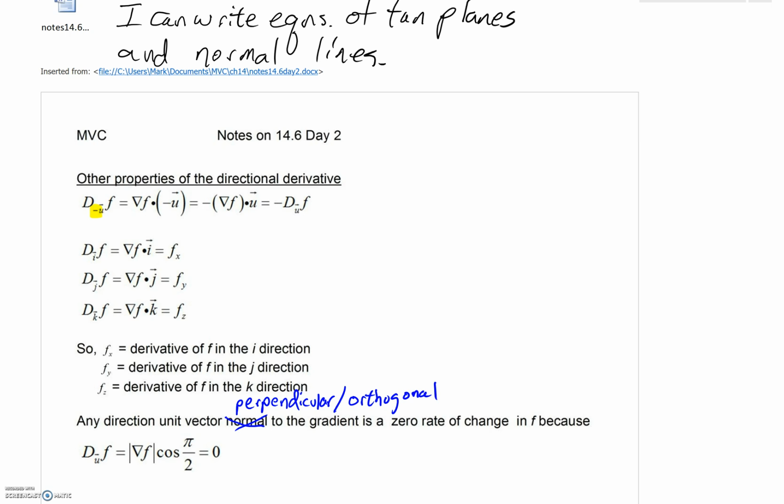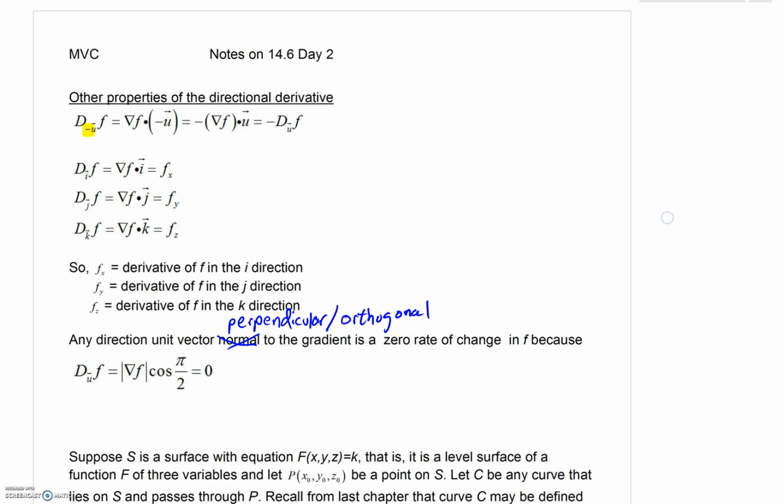Multivariable calculus, we are on section 14.6, day 2. If you look at the top, you can see two learning targets: I can write equations of tangent planes and normal lines. And in particular, we're going to make a new connection. I think more than a few kids might say, wow, we've done both of these things before. And you have, but you're going to see it in a new perspective.